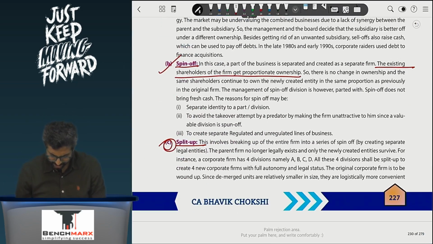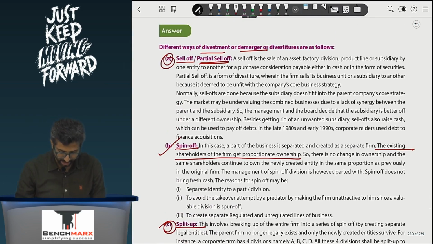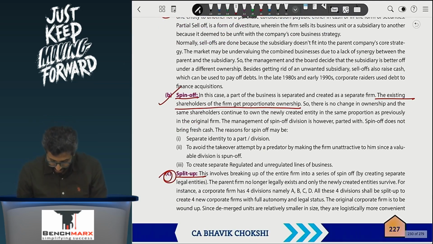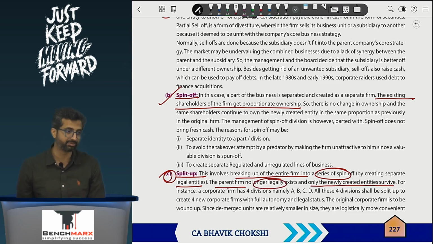But in case of a split up, this is new. What is new here? Sell off, which is obviously like slump sale, and then there is split up. This involves breaking up the entire firm into a series of spin-offs. By creating separate legal entities, the parent firm no longer legally exists and only the newly created entities survive.